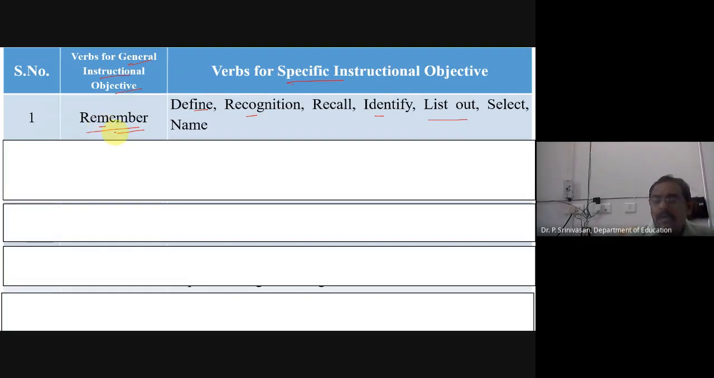One more question: what is the difference between the left and the right? I'll go over the terms we are using. This is called the general instructional objective, and this is called the specific instructional objective. GIO, SIO. I'll correct the mistake. So GIO is general instructional objective and SIO is specific instructional objective. Why do we go for those specifics? Why not only with remember?